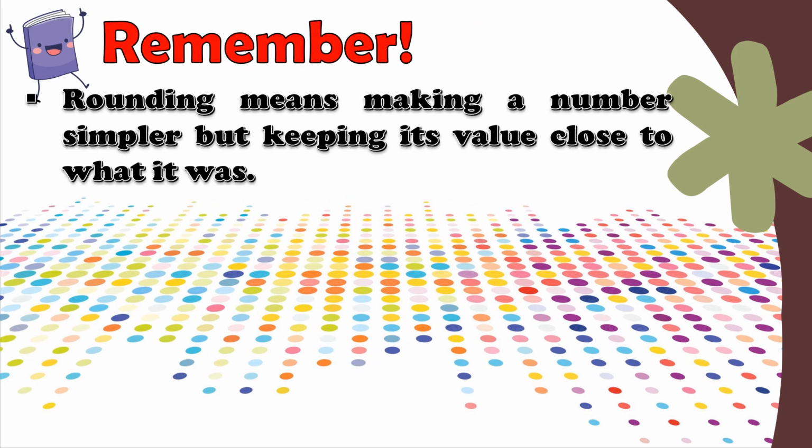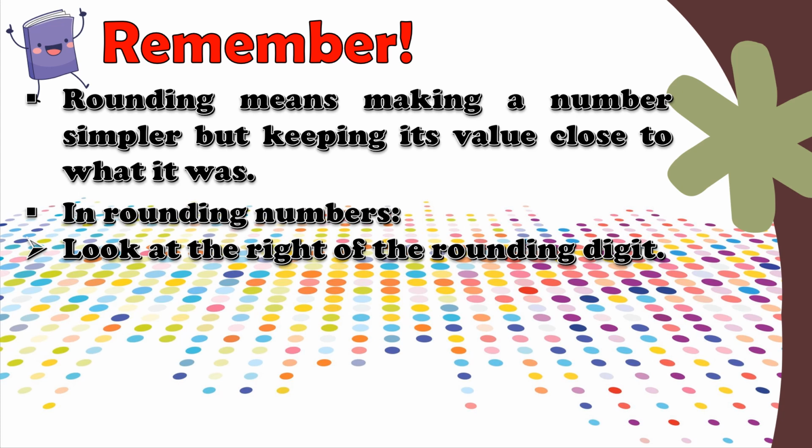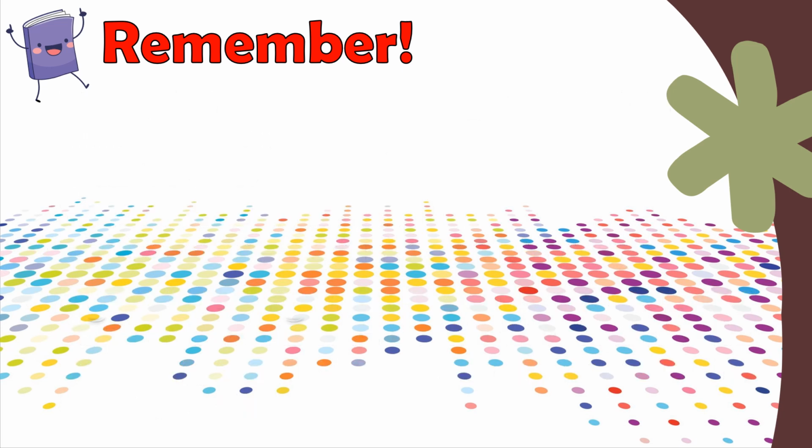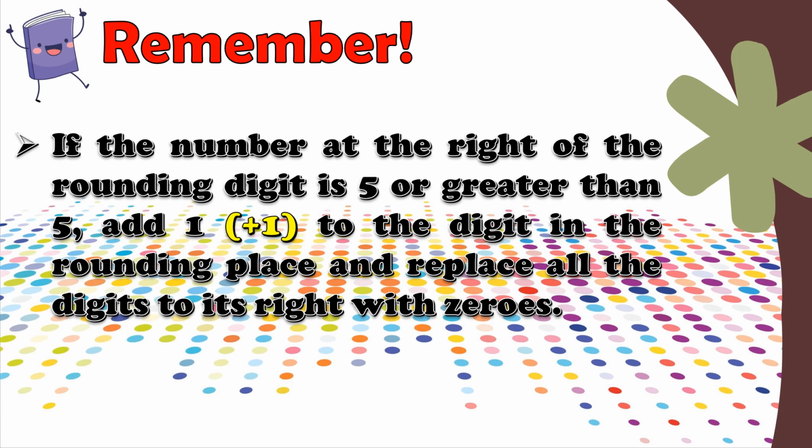Remember, rounding means making a number simpler but keeping its value close to what it was. In rounding numbers, look at the right of the rounding digit. If the number at the right of the rounding digit is less than 5, retain the digit in the rounding place and replace all the digits to its right with zeros. If the number at the right of the rounding digit is 5 or greater than 5, add 1 to the digit in the rounding place and replace all the digits to its right with zeros.